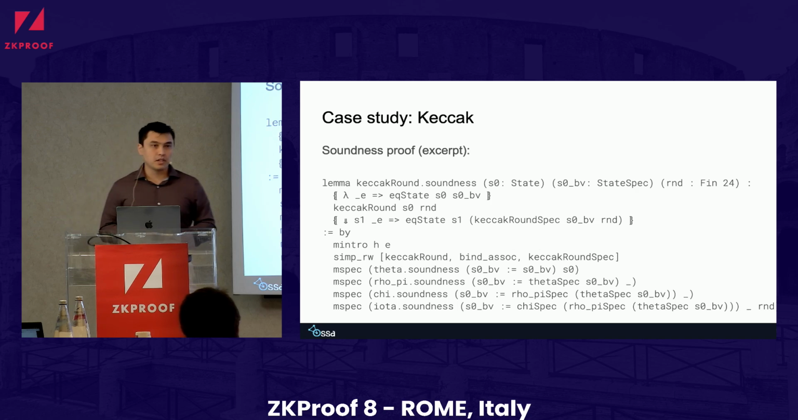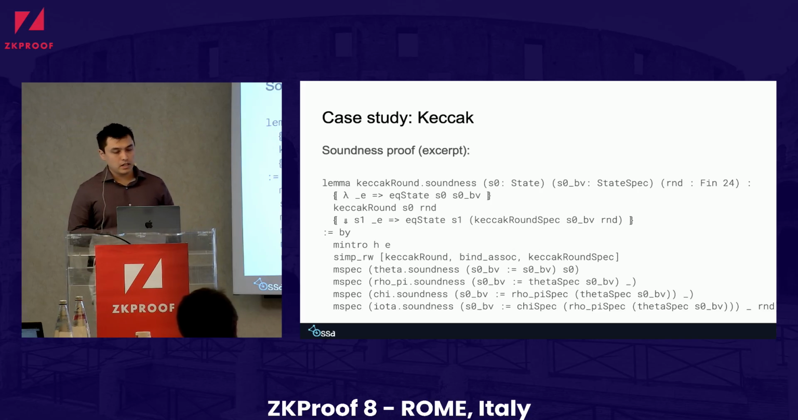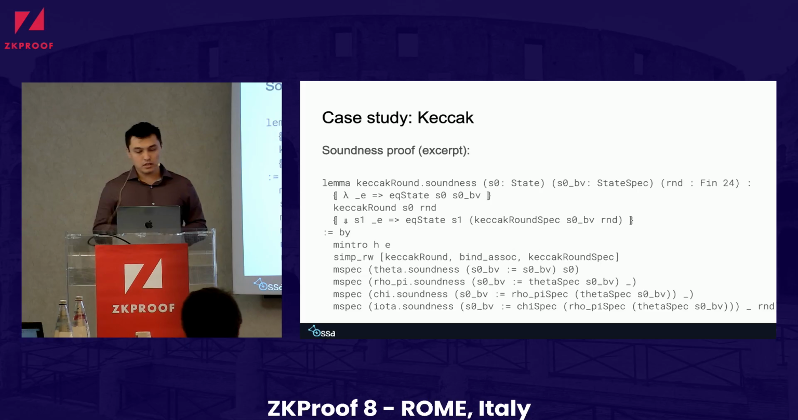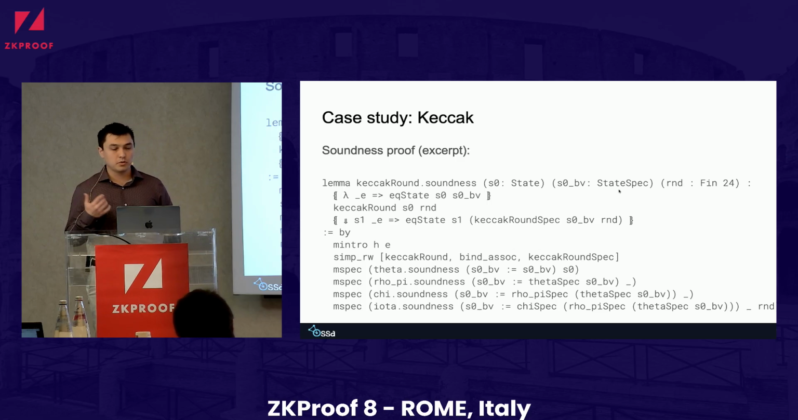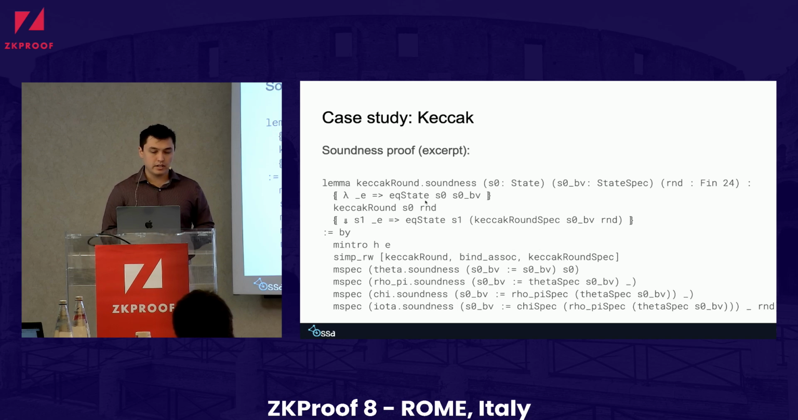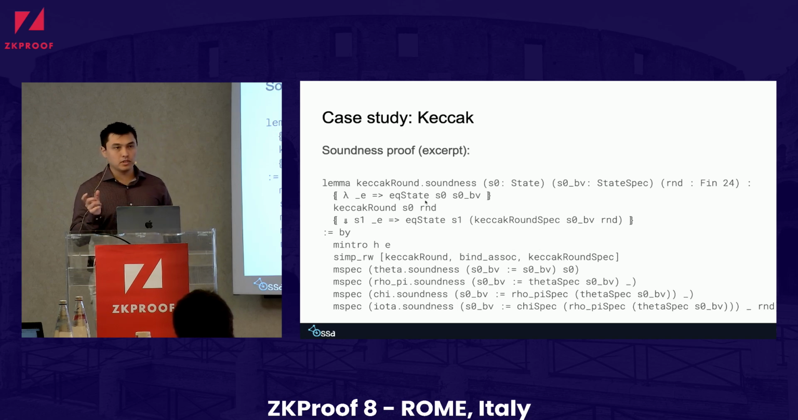Okay, so now that we've defined all that, we want to prove correctness, soundness of our Keccak round circuit. So this is the soundness statement. It's reasoning about two states: the state over your field elements that are used in your circuit, and also the reference specification state. And again, as a reminder, these are over the bit vectors. So as a precondition here, you have an equivalence between the bit vector representation and the field element representation. So the two inputs have to be the same.